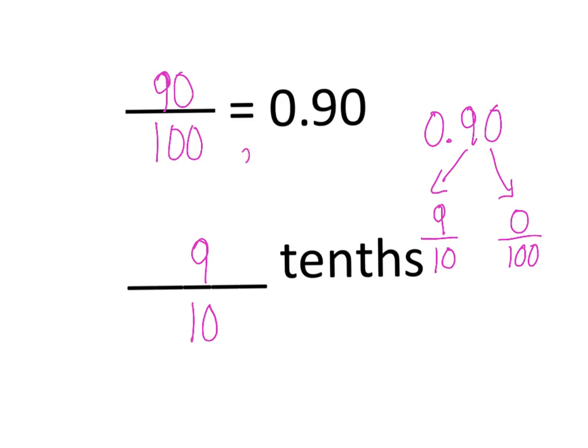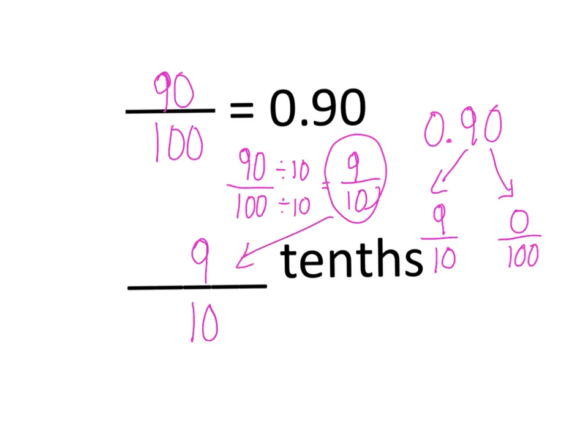We could also use division to find the equivalent fraction here. Divide the top and the bottom by 10, like we've been doing. And that's equal to 9 in the numerator. 10 goes into 100 10 times. So there's our 9/10.